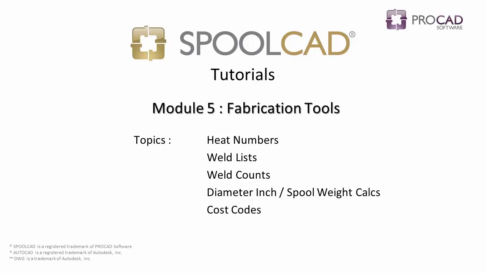Module 5, Fabrication Tools, covers the following topics: heat numbers, weld lists, weld counts, diameter inch and spool weight calculations, and cost codes. The first topic in Module 5 is heat numbers.